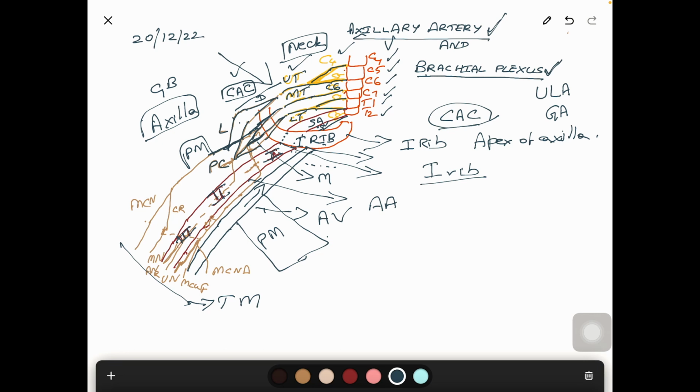Now we will see the relations of the first part. Here you see this is the lateral cord, posterior cord, and this is the medial cord. So the medial cord is posterior to the first part of the axillary artery.